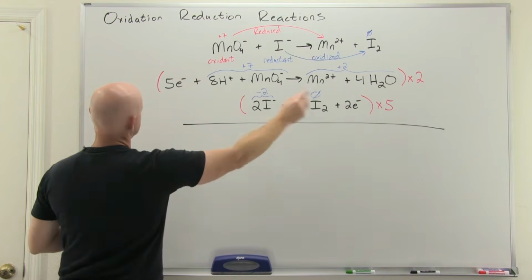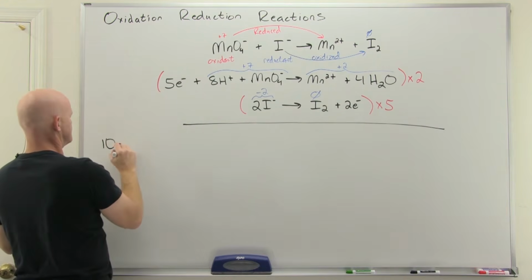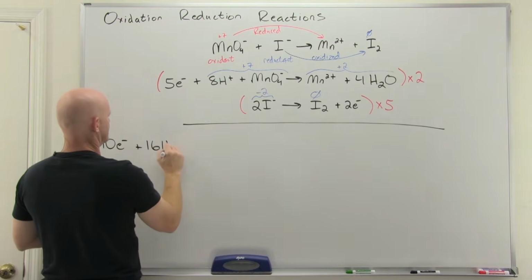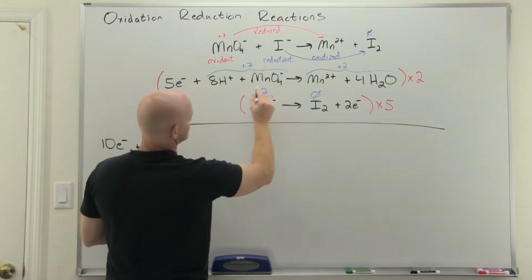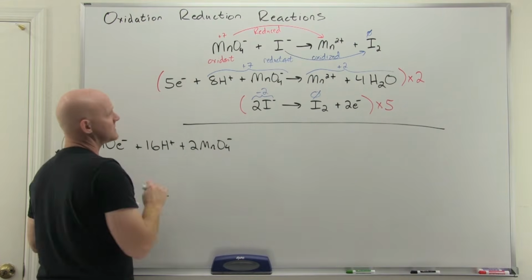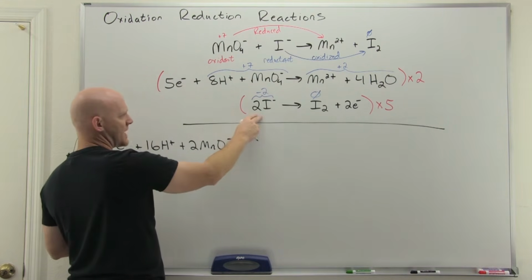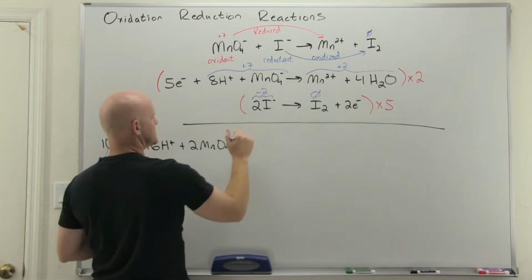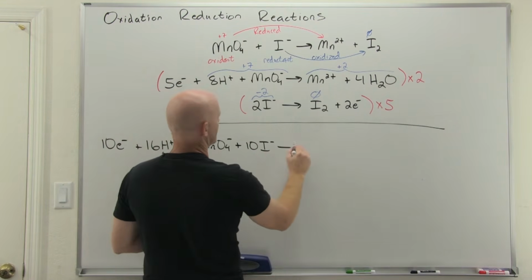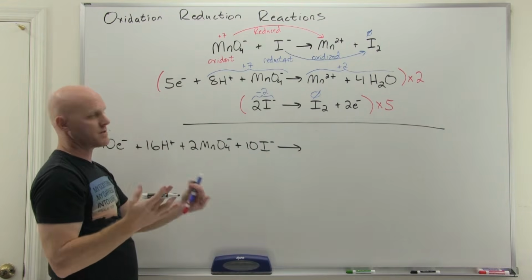All right, so going over here, 2 times 5 is 10 electrons. 2 times 8 is 16 H plus. 2 times 1 is just 2 MnO4 minus. We've got all the reactants from the first one. Let's get the reactants from the second one. So 5 times 2 would be 10 I minus. And now we've got all the reactants from both of them combined.